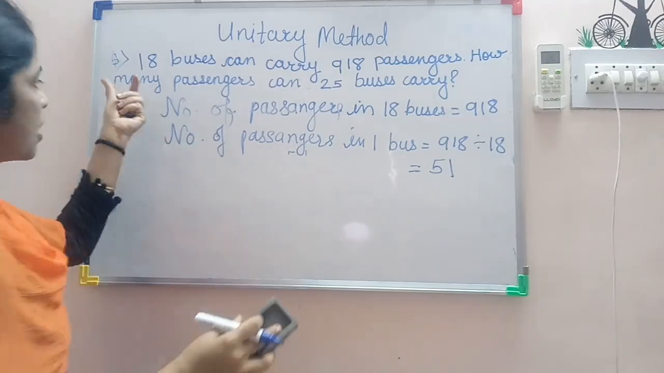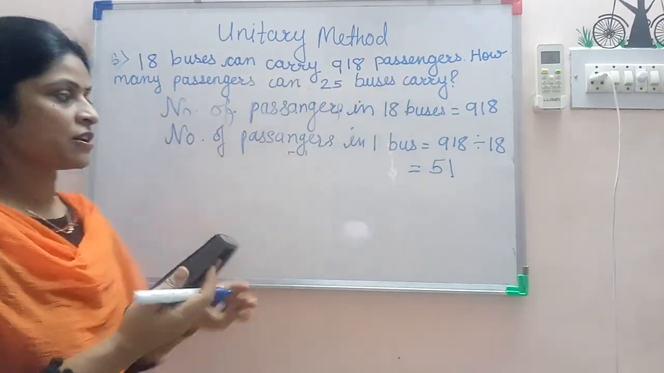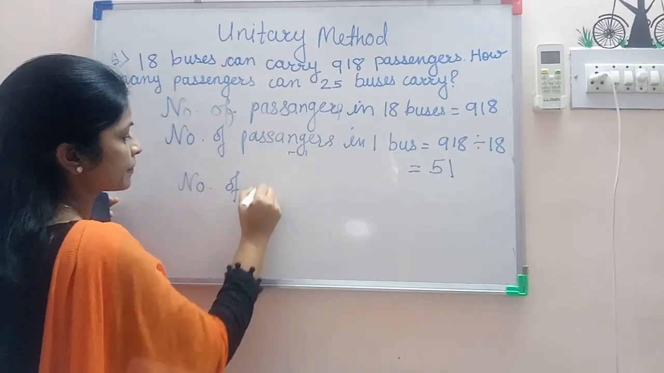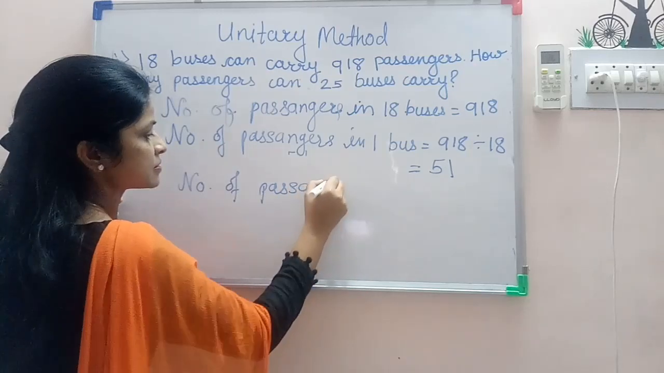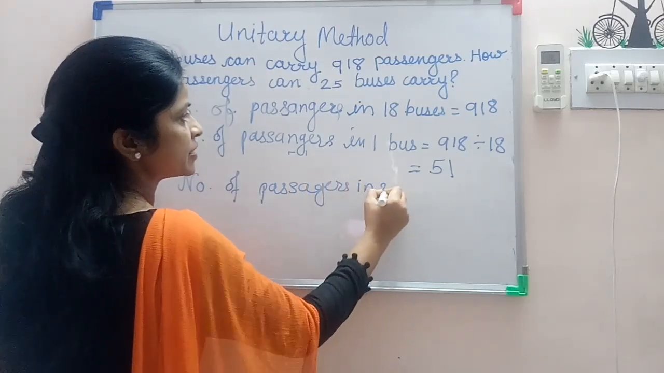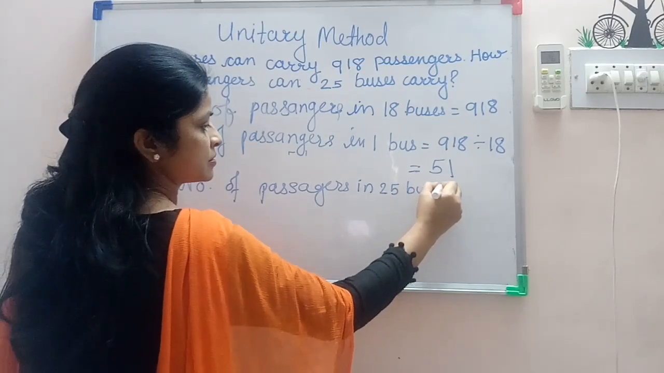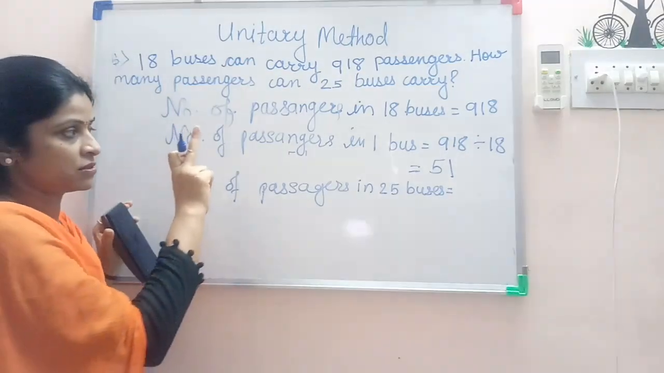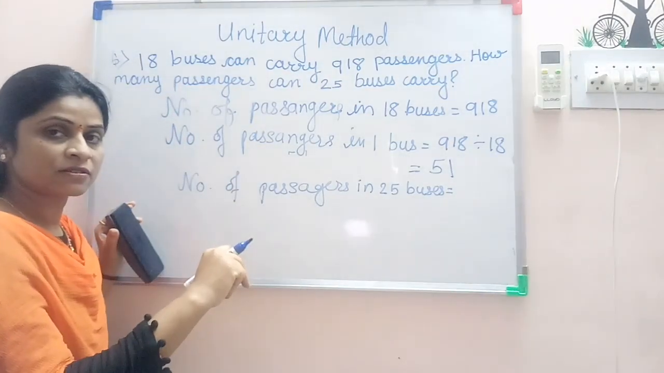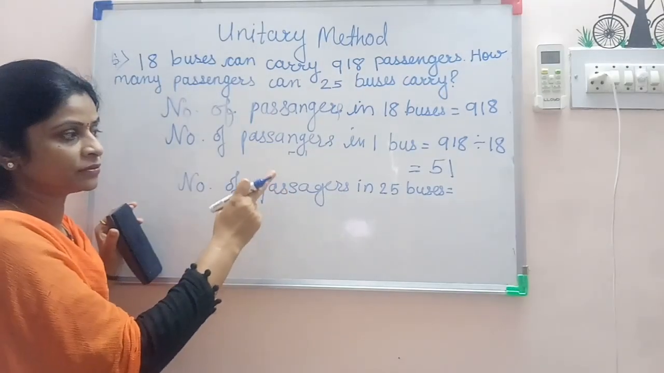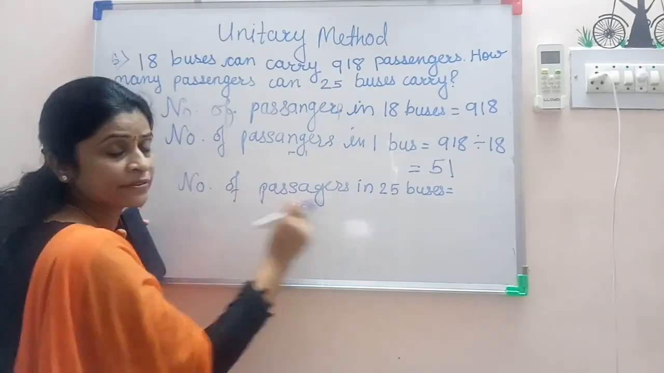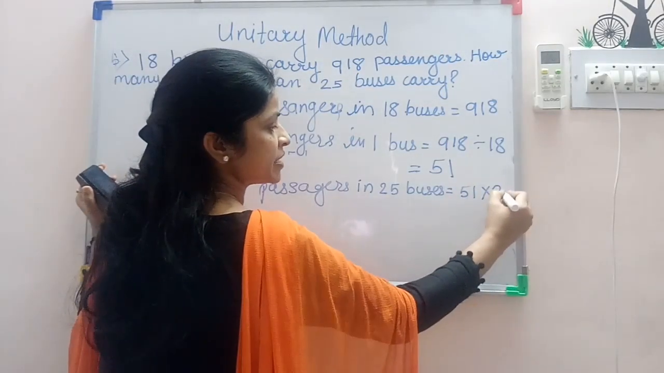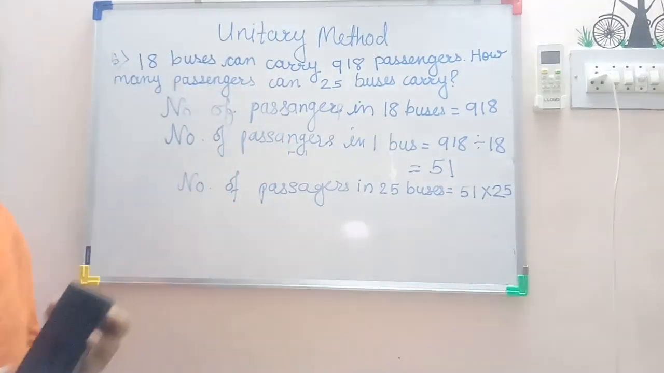Our question is, how many passengers can 25 buses carry? Now we have to find out the number of passengers in 25 buses. We know that in the unitary method we first find the value of 1. After that we multiply that value by how many are given. So 51 in one bus. Now we have to find out how many there are in 25, so we will do the multiplication.